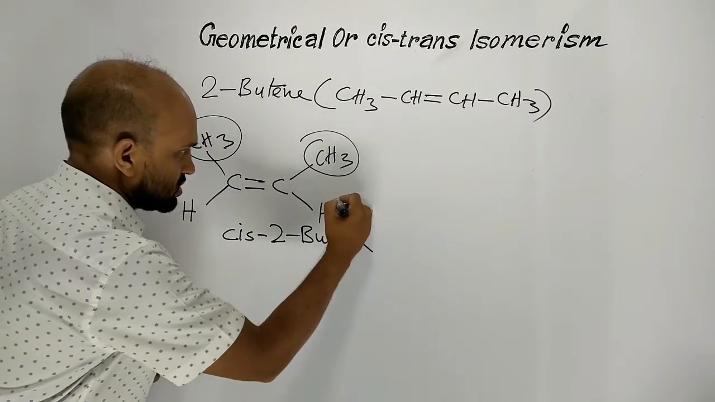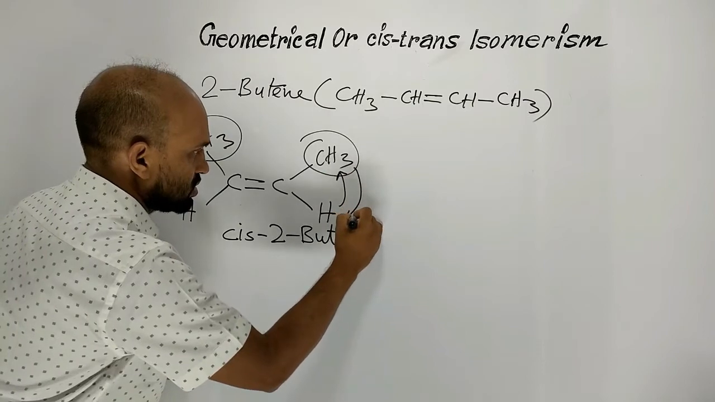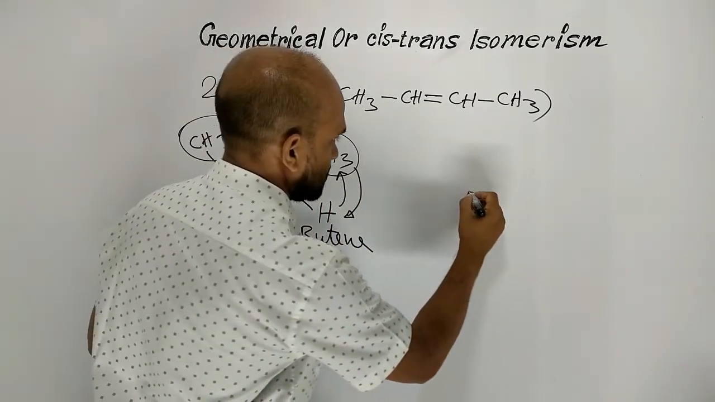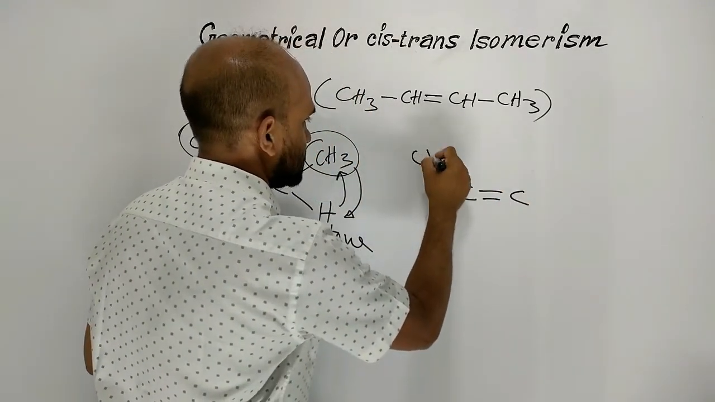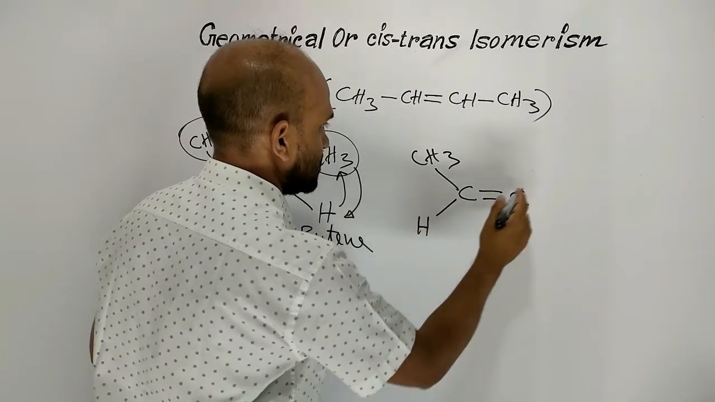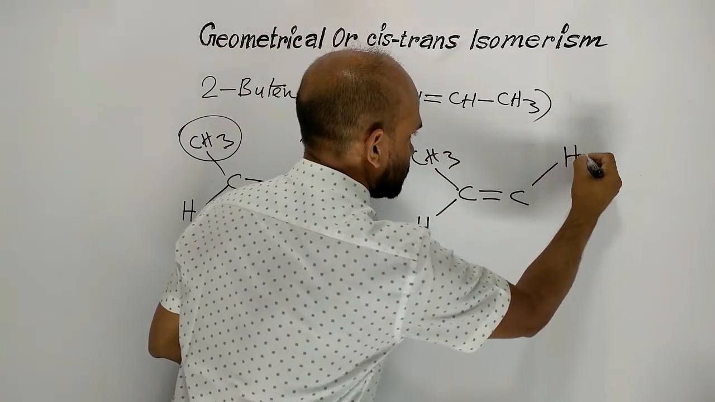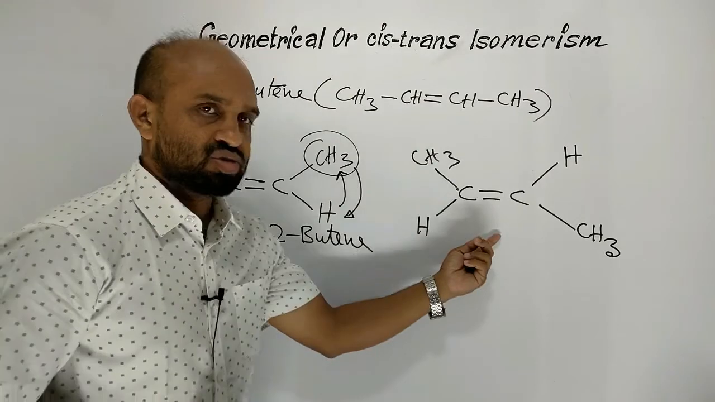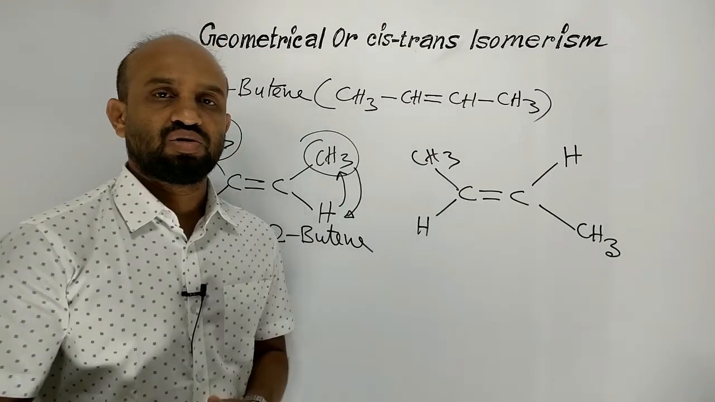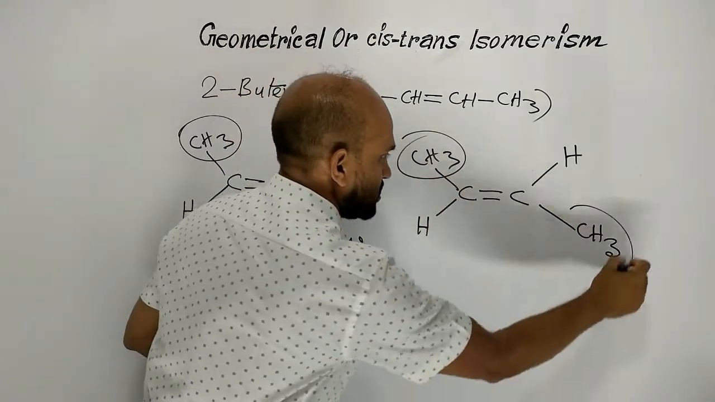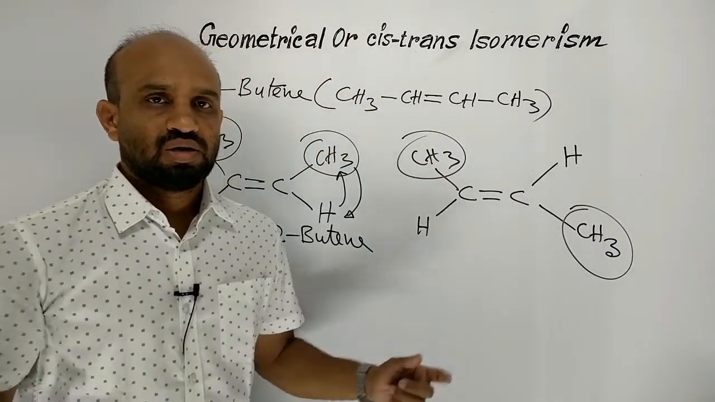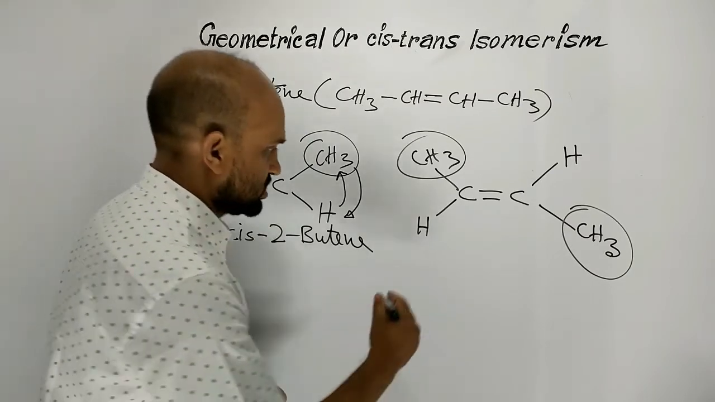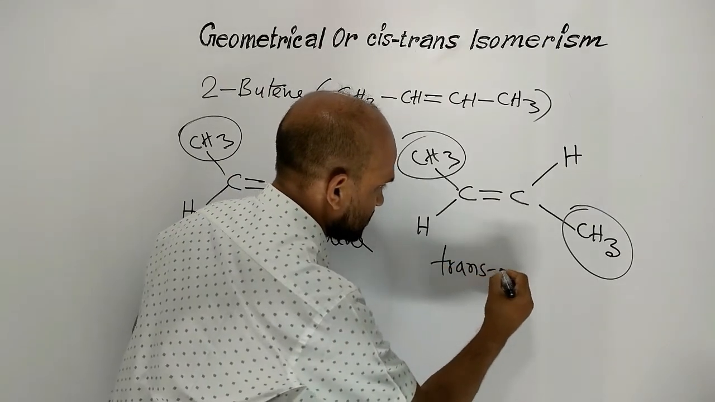When these two groups are interchanged in their places, then we get the carbon-carbon double bond, here CH3, here H, here there will be hydrogen, and here there will be a methyl group. In this compound we see similar atoms or groups remain diagonally on the opposite side of the carbon-carbon double bond. That is why its name is trans-2-butene.